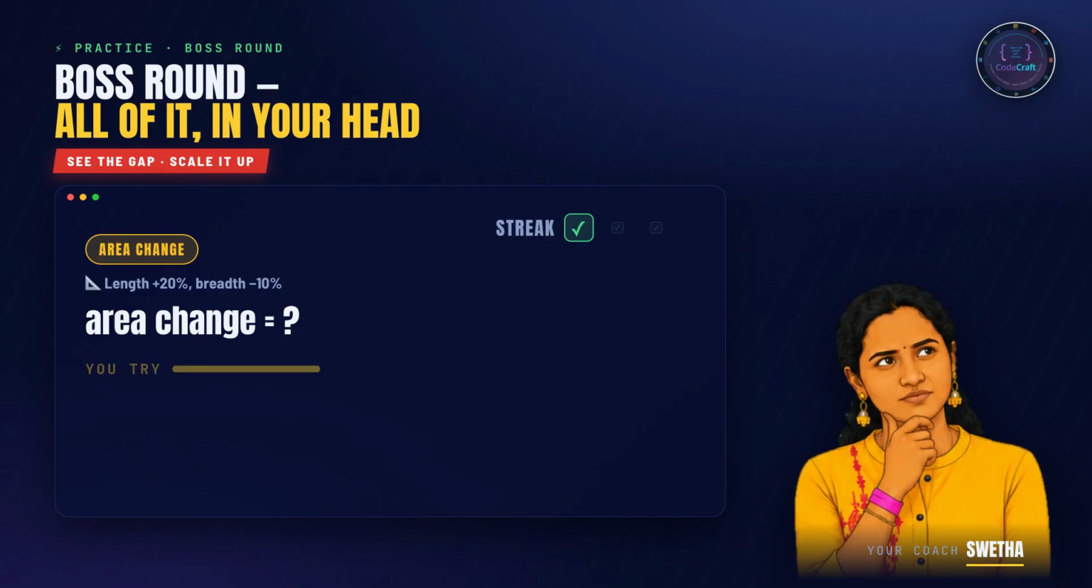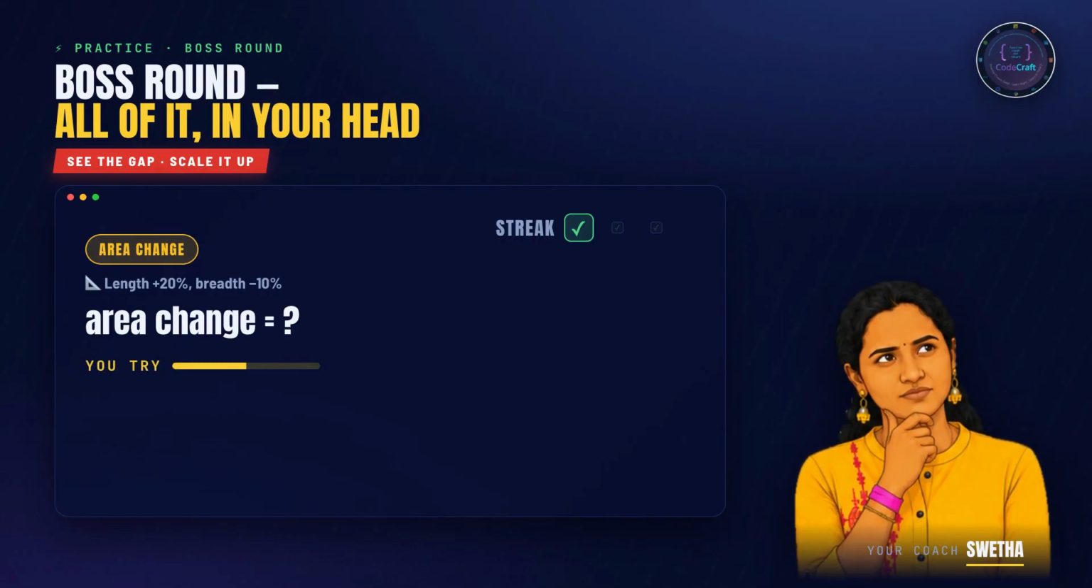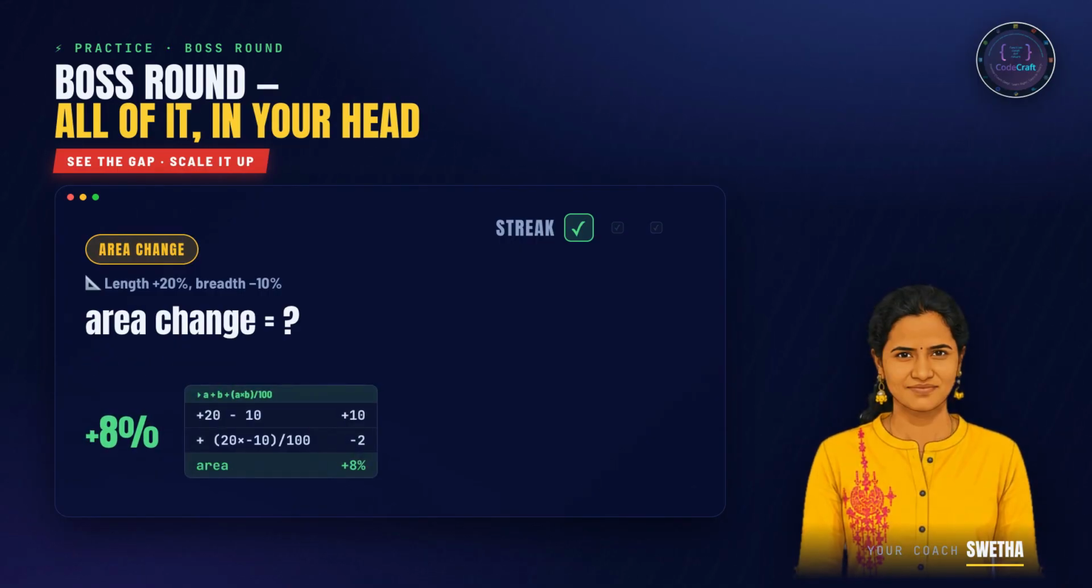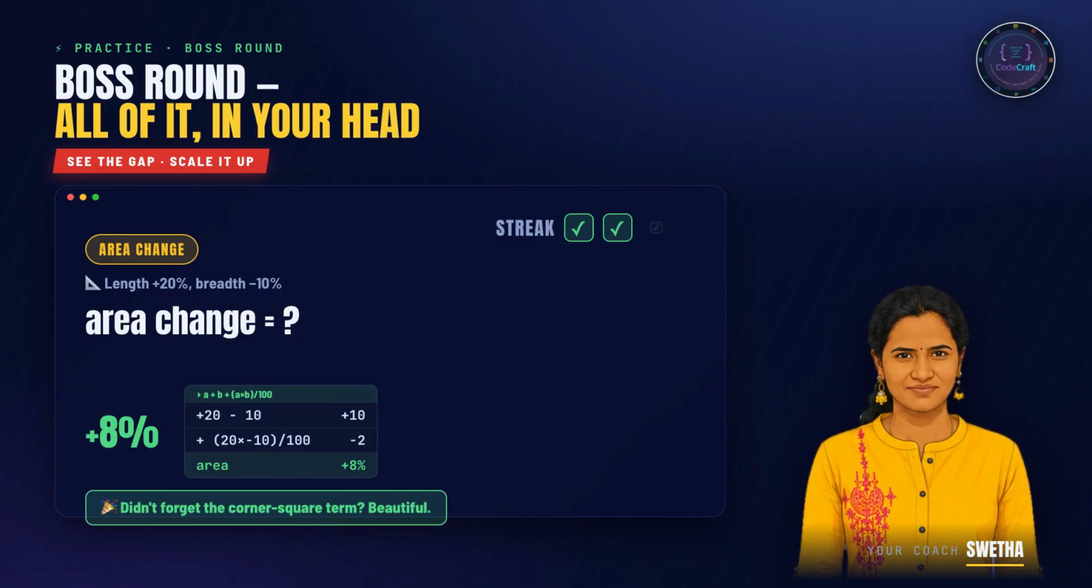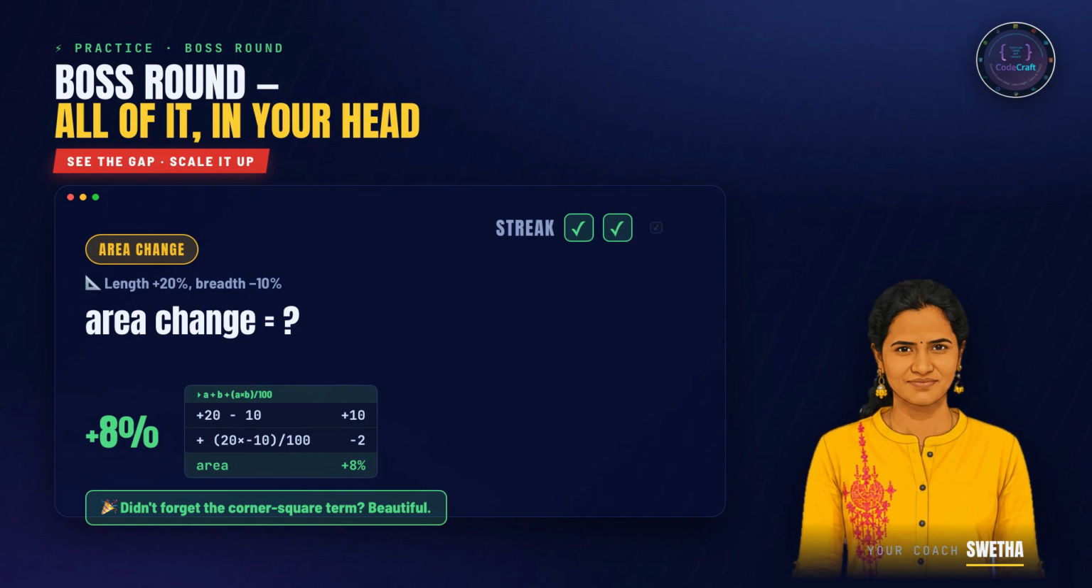Next, area. A rectangle's length grows 20% and its breadth shrinks 10%. What happens to the area? Pause. Add the two changes and the product over 100. 20 minus 10 is 10, minus 2 is plus 8%. The area grows 8%.